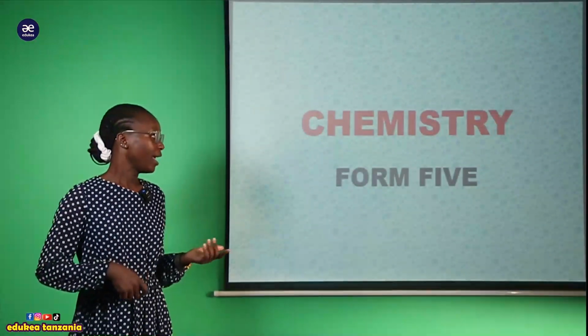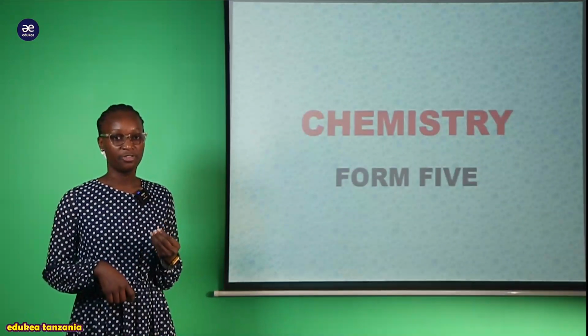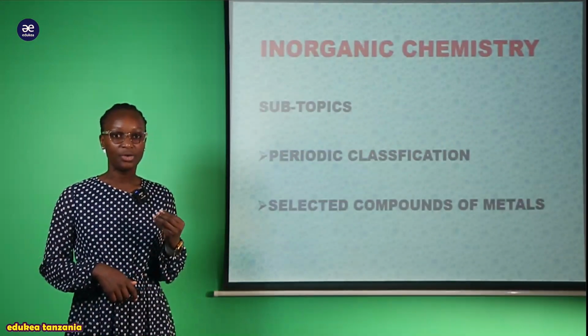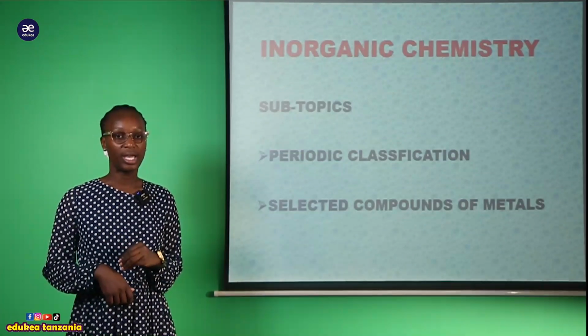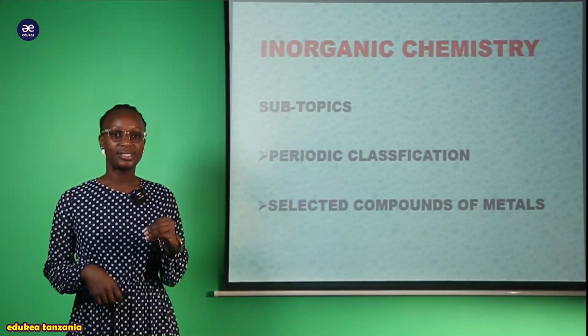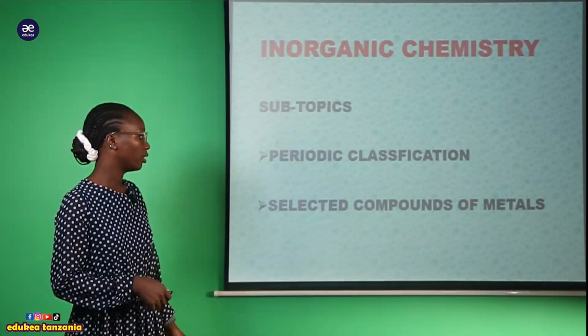My student, here we have our chemistry subject and our class level is Form 5. We are discussing inorganic chemistry and we are in the second subtopic, which is all about the selected compounds of metals.